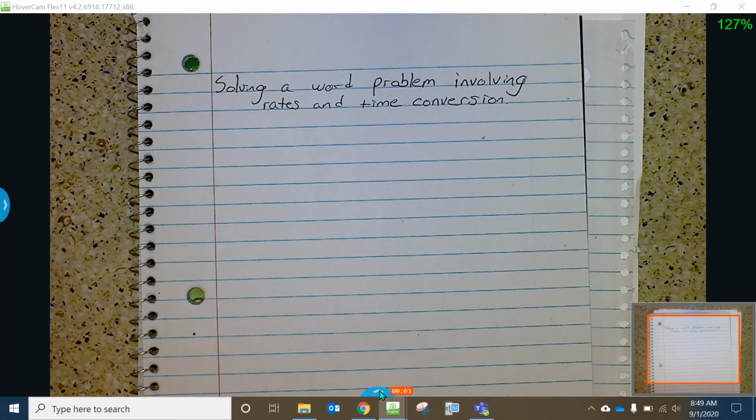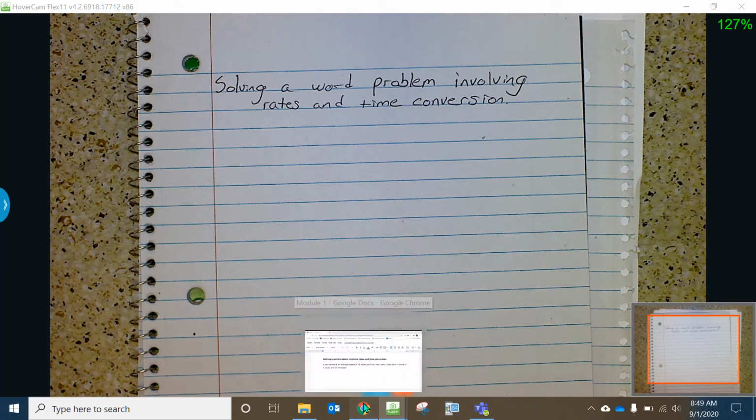Okay, solving a word problem involving rates and time conversion. So for these problems, we basically have to convert the time. So let's take a look at our first problem.